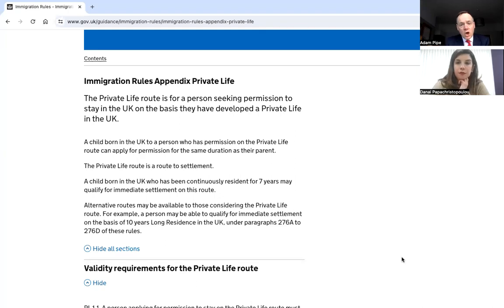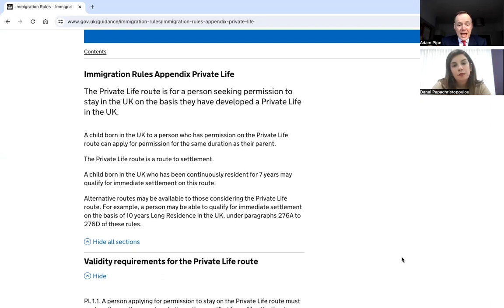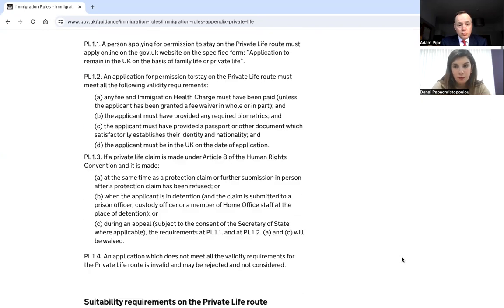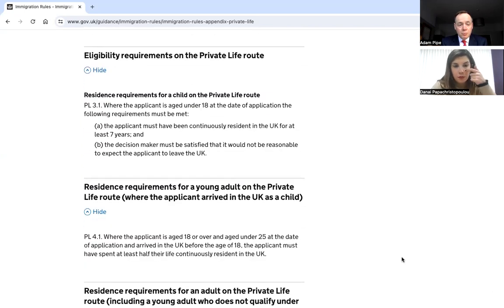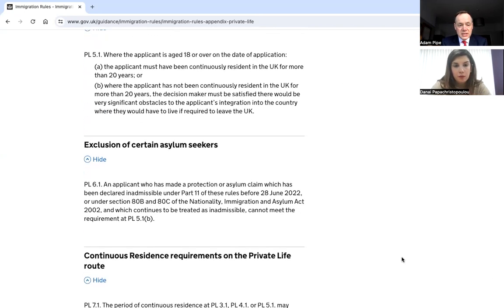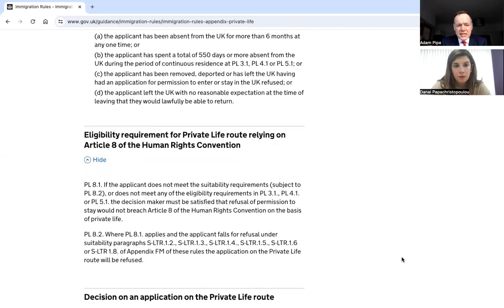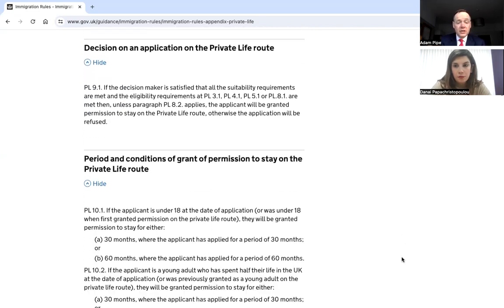Now, we're not going to go through all of those today. We're focusing specifically on settlement applications. So I'm going to roll through the rules here and I'll pause when it comes to settlement applications. We're particularly going to look at problem areas today.